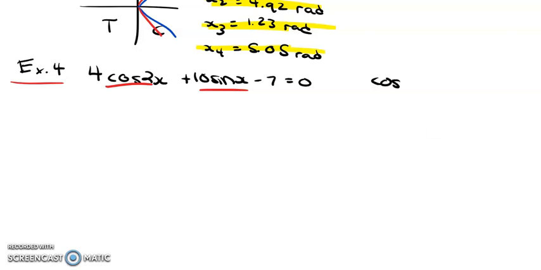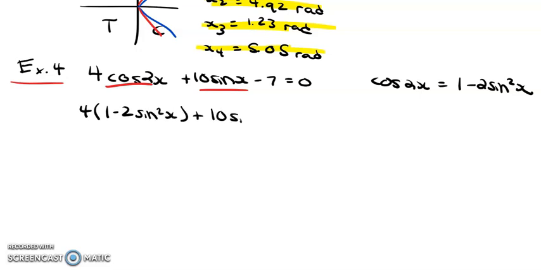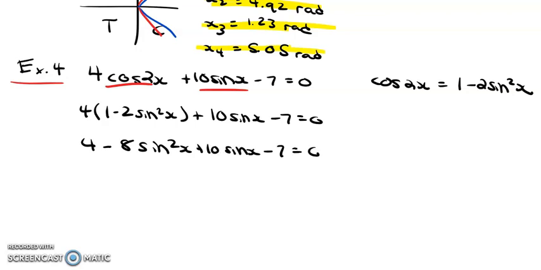So we know from a past lesson in advanced functions that cosine 2x is equal to 1 minus 2 sine squared x. Now we're going to use this to convert this whole quadratic trigonometric equation into the sine form, so sine squared x and then sine x. Then we can factor it using sine. All right, let's do that. So we say 4 times 1 minus 2 sine squared x plus 10 sine x minus 7 equals 0. Expanding that out, we get 4 minus 8 sine squared x plus 10 sine x minus 7 equals 0.